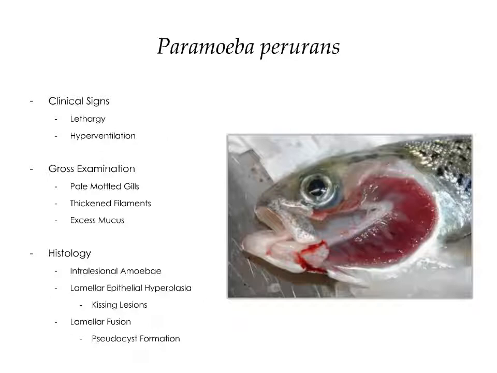A characteristic feature of this disease are what are known as kissing lesions. This is characterized by a symmetrical pattern of lamellar epithelial hyperplasia on adjacent filaments. Other lesions include lamellar fusion with pseudocyst formation, forming a pocket in which the parasite likes to reside.